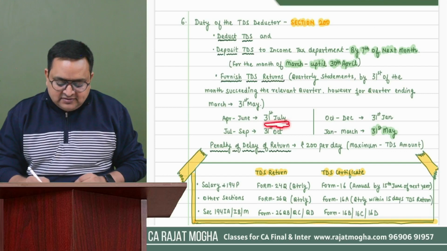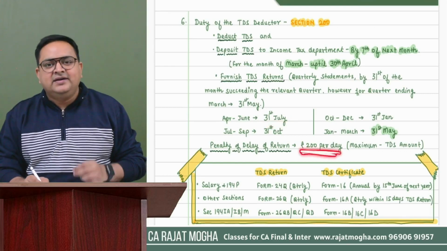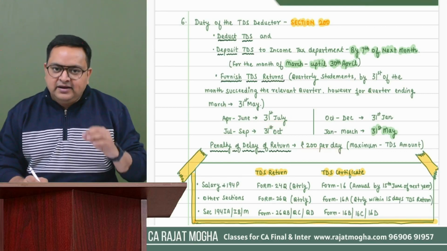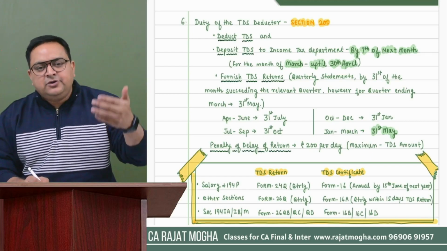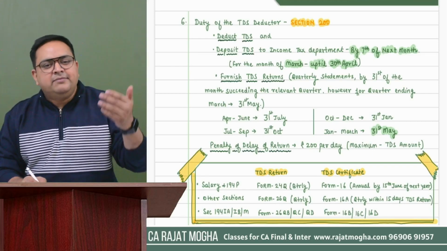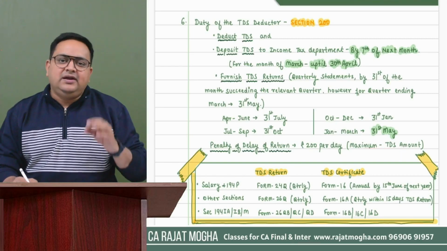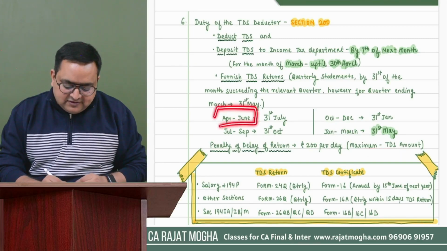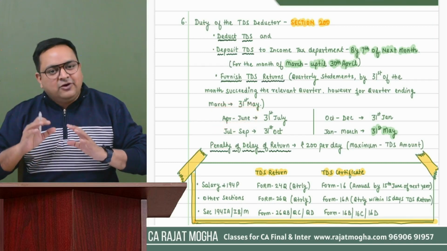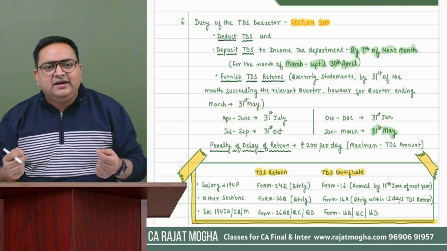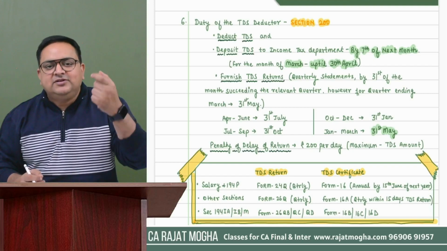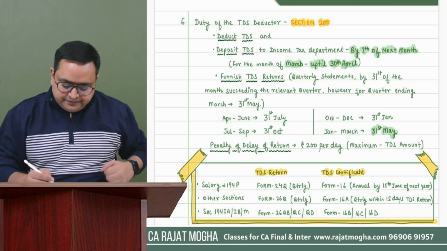If I do not furnish this statement, 200 rupees per day is the penalty. So if I am 10 days late, 20 days late, it is 200 multiplied by the number of days, but this penalty cannot be more than the TDS amount. Whatever is the TDS for this particular quarter, the penalty cannot go more than that. So the maximum penalty is the amount of TDS mentioned in that particular return.